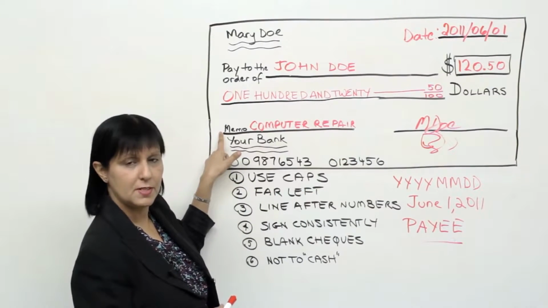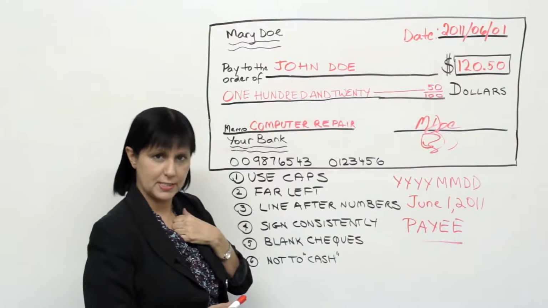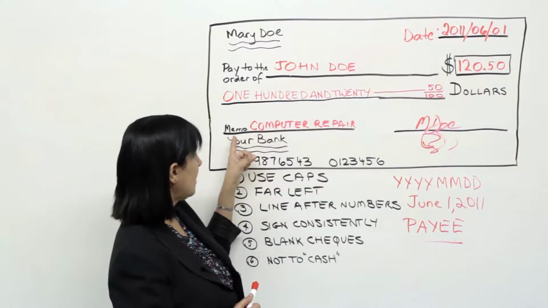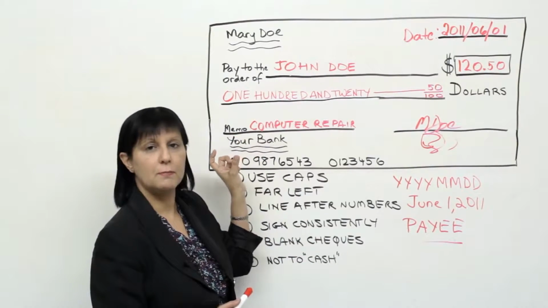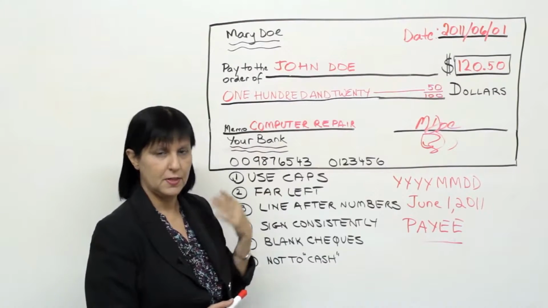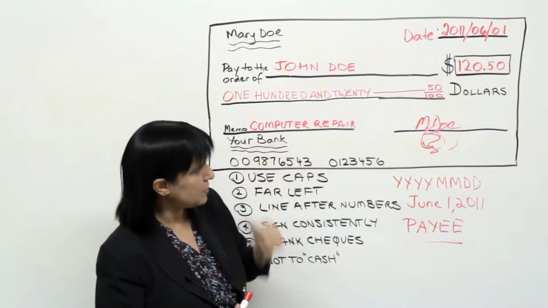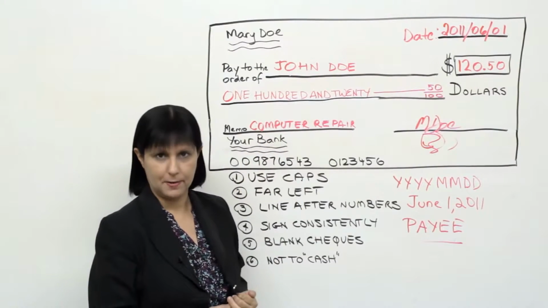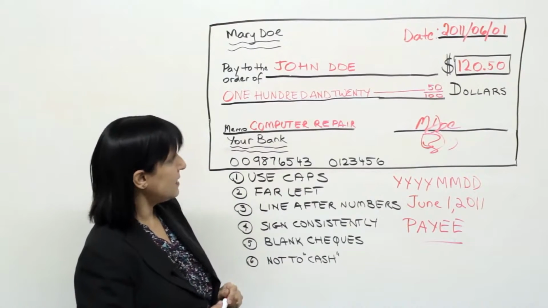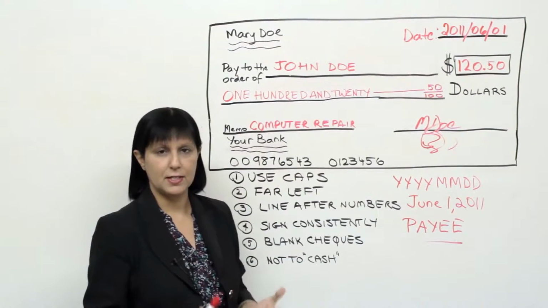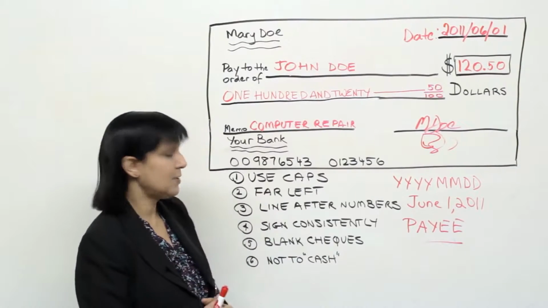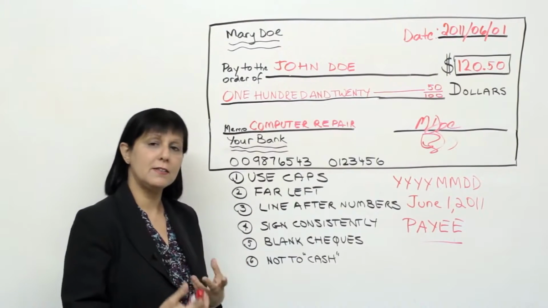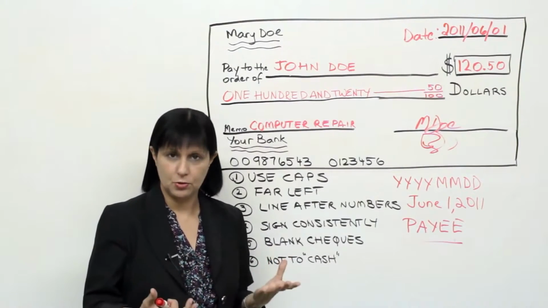What you might want to do sometimes is to fill out a little note to yourself to remind you what this check was about. So sometimes on a check, there's a little space for a memo, which is a little note to yourself to remind you why you paid John Doe $120.50. In this case, it was for computer repair. Okay? So again, these are the basic elements of writing a check in English. Let me now give you a few other safety precautions so that you don't make mistakes and so nobody else can do anything illegal with your check.